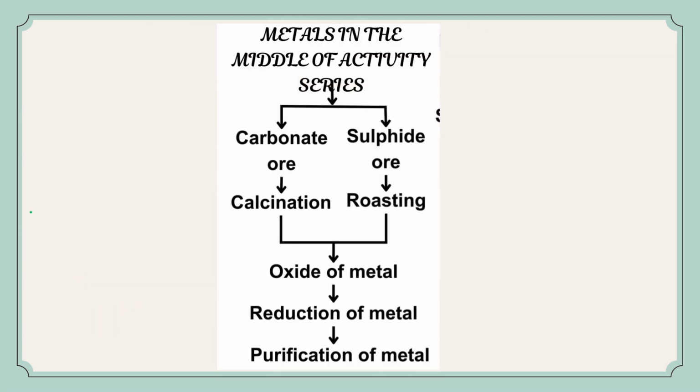This is the step-by-step process of the extraction of metals in the middle of the activity series. When the ore is a carbonate, then calcination will be done, and when the ore is a sulfide, roasting will be done. After that, we get the oxide of that metal. Then reduction of that metal will be done, and after that, purification of the metal.